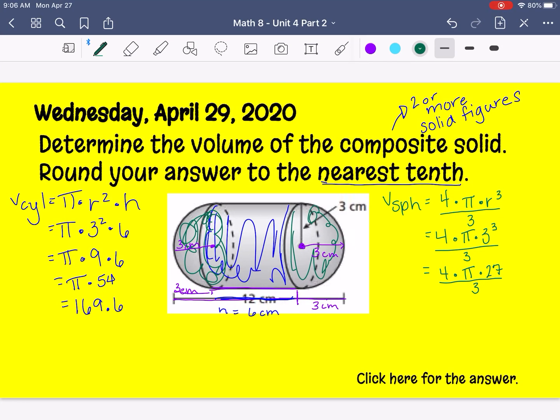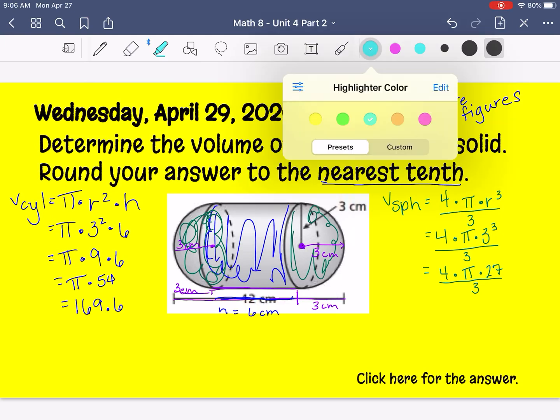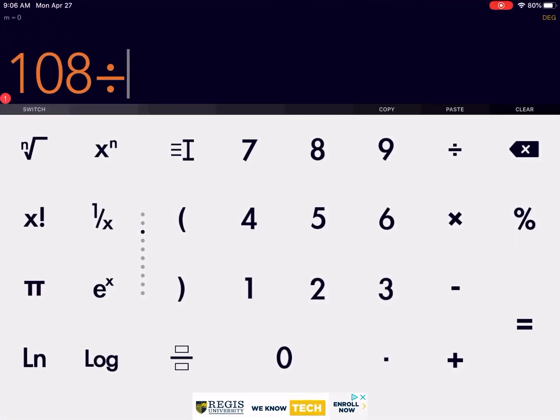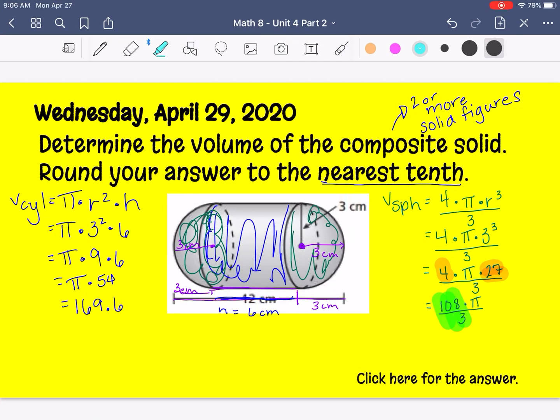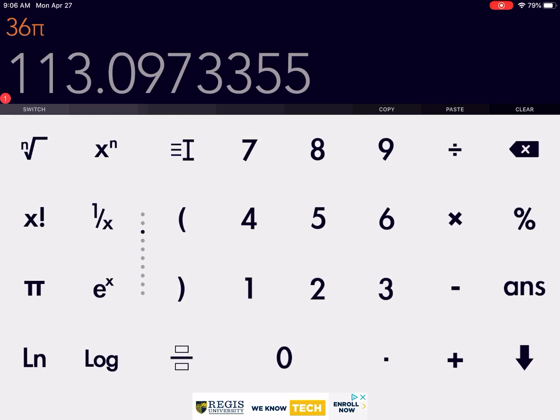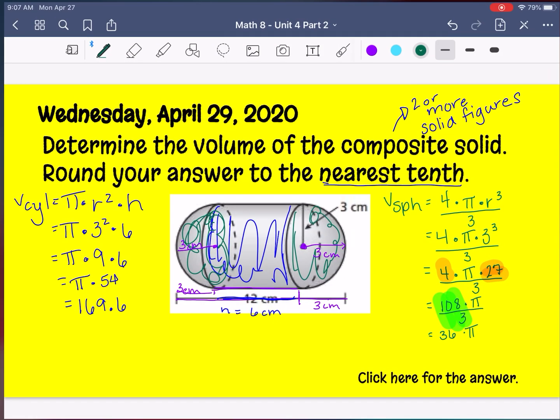Okay, so what I did, in case you missed that, was multiply the 4 and the 27, which gave me 108, and then times pi, and then divided by 3. Now remember, I am going to get rid of this piece first. So I'm going to take my 108 and divide it by 3. 108 divided by 3 equals 36. I have 36 times pi, 113.09. So I'm rounding to my nearest tenth. The 9 is 5 or above, so that means I'm going to give this 0 a shove to 1. So 113.1.